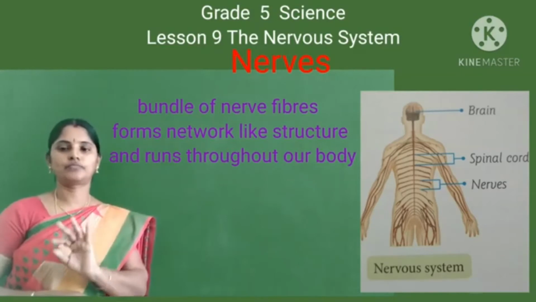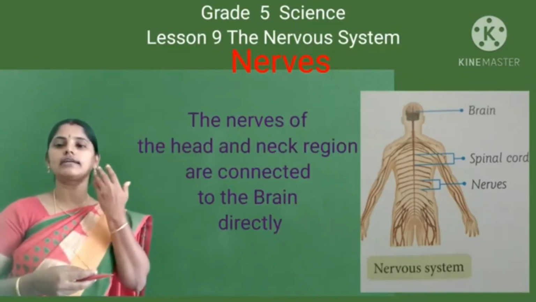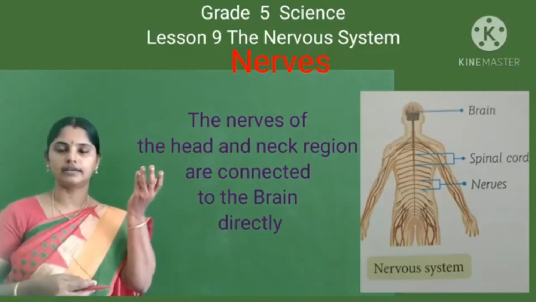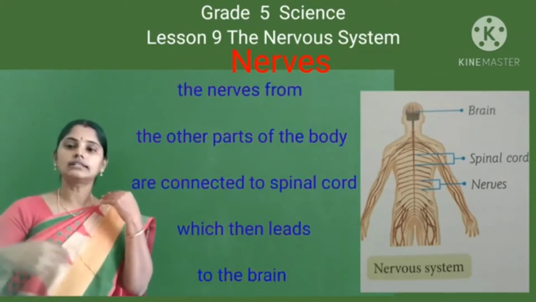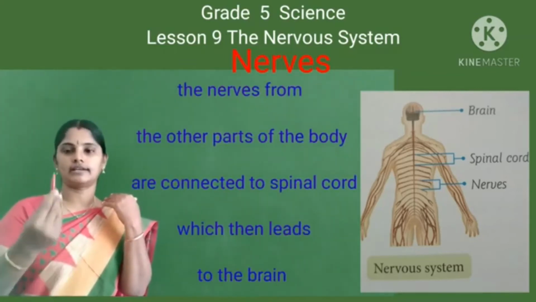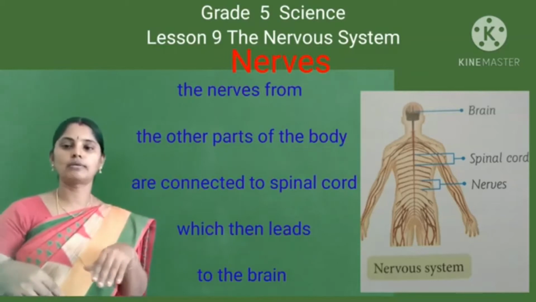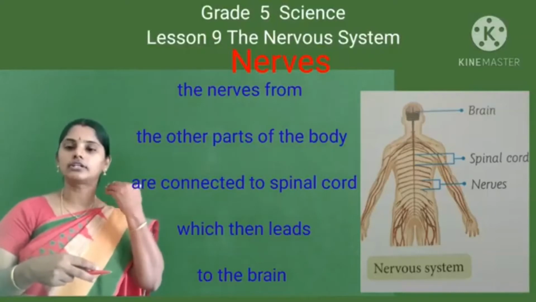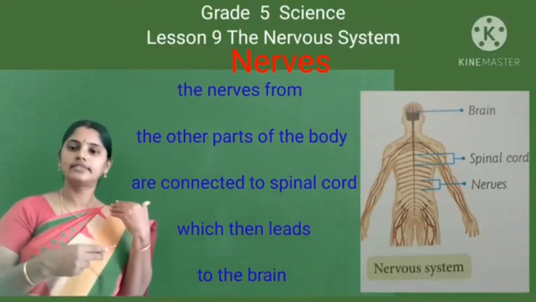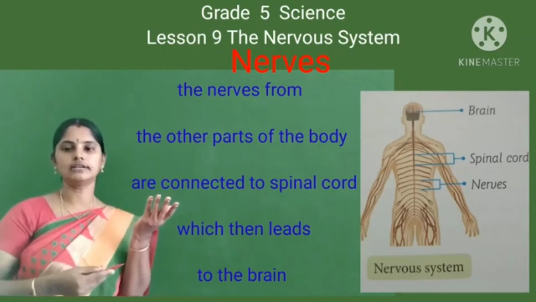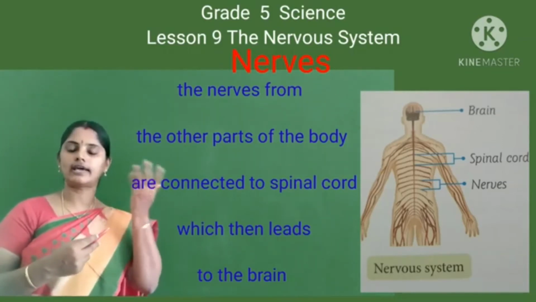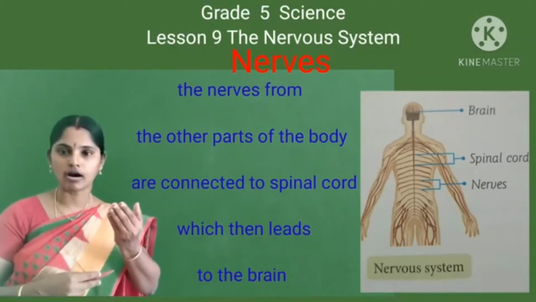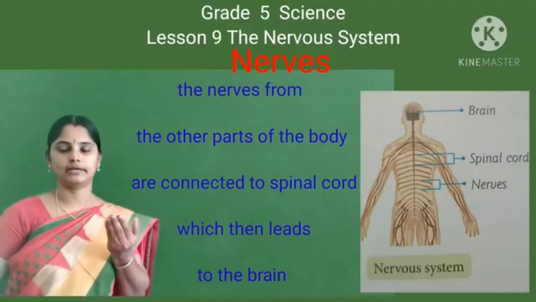See here, the nerves of the neck and head region are directly connected to the brain. Whereas all other parts of the nerves are not directly connected to the brain. Those parts, the lower parts of the body, the hand... Clear children? Whereas neck and head nerves are directly connected to the brain. All other nerves are connected to the spinal cord, and then from the spinal cord to the brain.